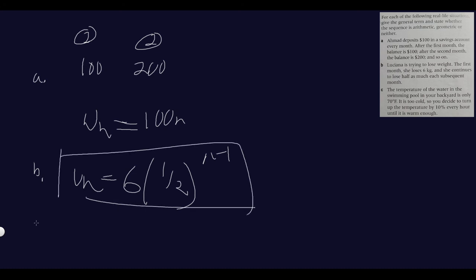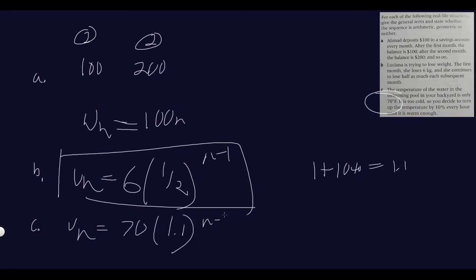And the last question, for those of you that are still here, is: the temperature of the water in the swimming pool in your backyard is only 70 degrees Fahrenheit. It is too cold, so you decide to turn up the temperature by 10% every hour until it is warm enough. Again, these are exponential type questions, which we will get into. I believe it's chapter 9 for the IB textbooks, but we'll get into that soon. In terms of the sequence, it would be u_n equals our starting number, which is 70 degrees Fahrenheit, multiplied by the multiplier factor, which in this case would be 1 plus 10% or 1.1, which we plug in here, and then we say n minus 1.